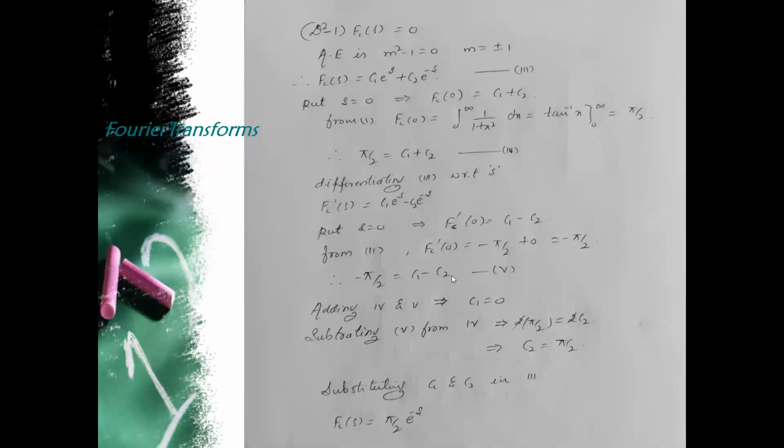Now we have to find the value of f dash of 0. For that again we go back to the previous result, f dash of s. If you put s equal to 0 in this equation 2, the integrand totally reduces to 0 and we have f dash of 0 is equal to minus pi by 2. So this value from equation 2 will be substituted here. So we get minus pi by 2 is equal to c1 minus c2.